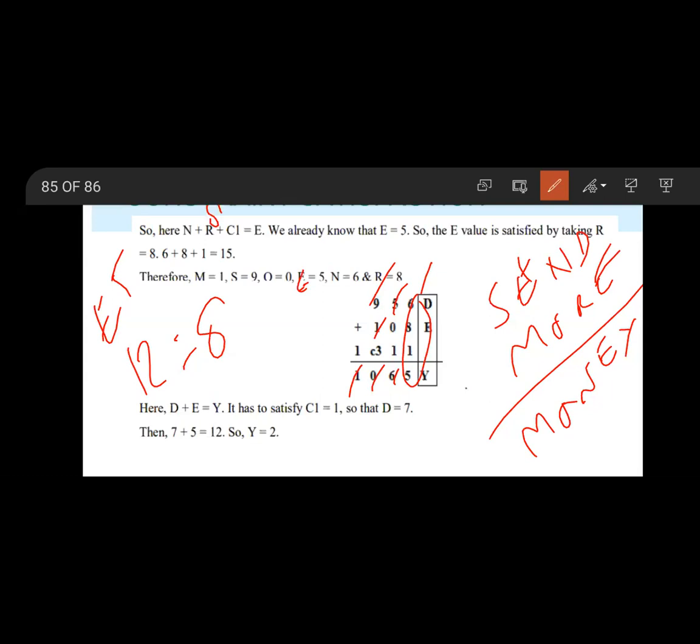Clear? Here D plus E equal to Y. E is already 5. Then D plus E equal to Y has to satisfy C1 equal to 1, so that D equal to 7. Then 7 plus 5 equal to 12, so Y equal to 2, carry 1. This is the solution.